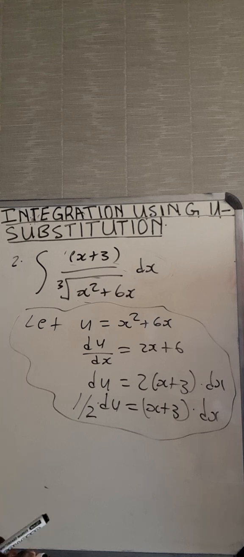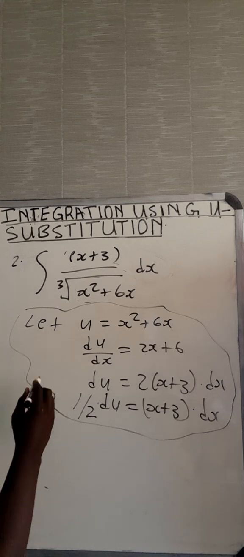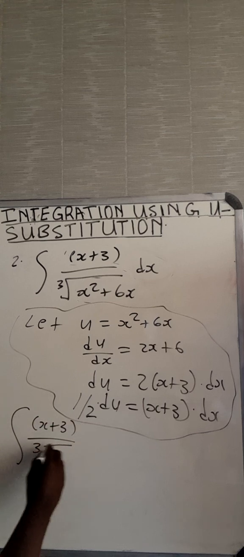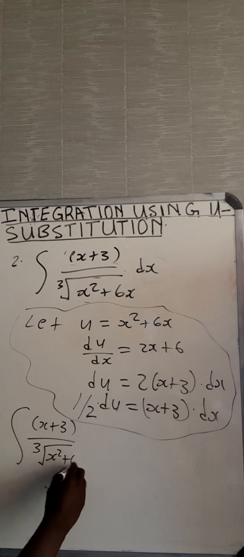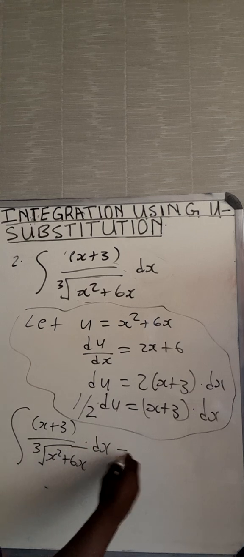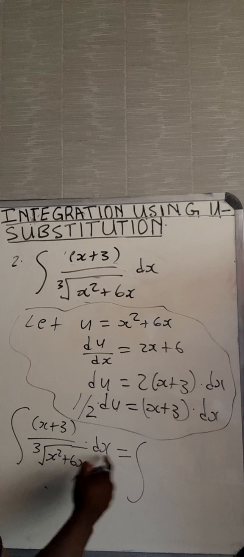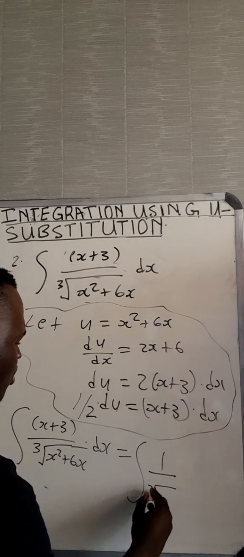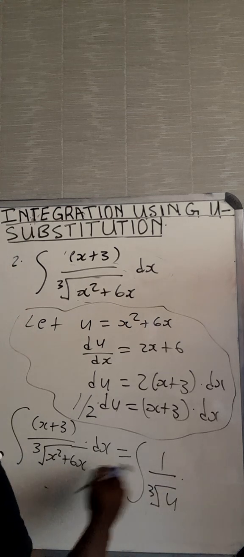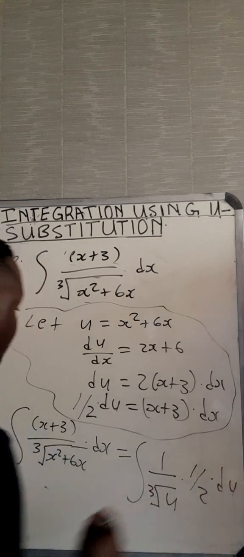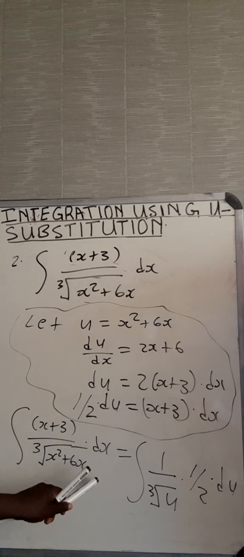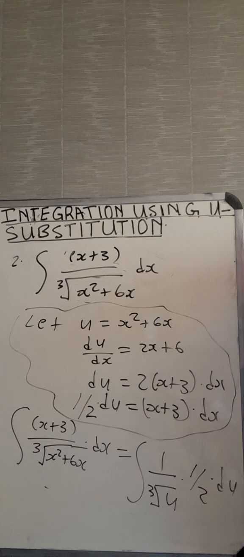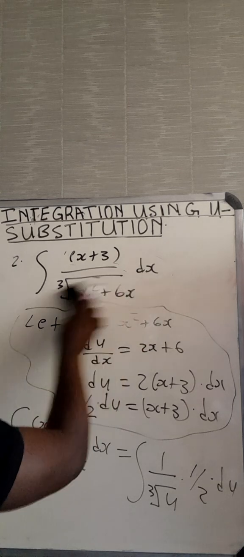This will be the integral of (x plus 3) over the cube root of (x squared plus 6x) dx, which will just be equal to the integral of 1 over the cube root of u times 1 over 2 du, because this one is u and this one is 1 over 2 du. Proceeding, let me erase this part because of the space.